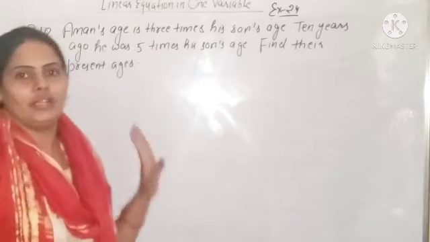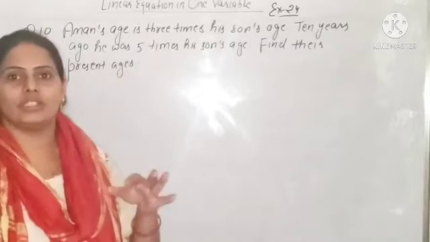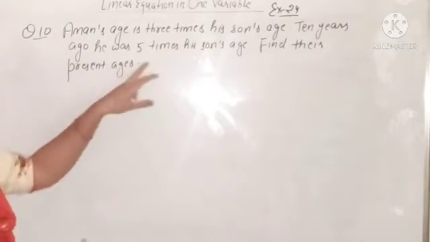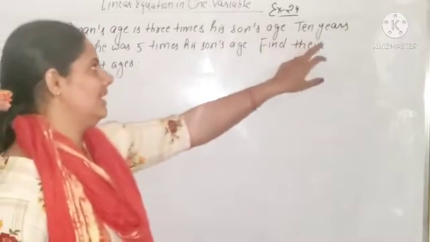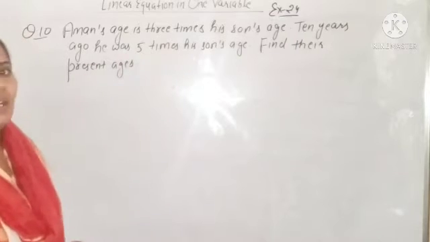So already the 2.4 exercise we have completed, but some students have doubt in the last question, so I am explaining once again. Okay, so what is question number 10? Aman's age is 3 times his son's age. 10 years ago he was 5 times his son's age, so find their present ages.